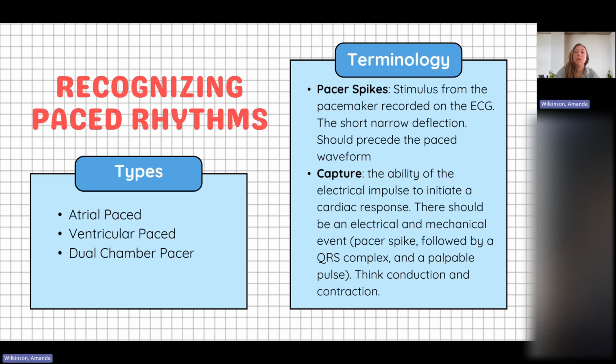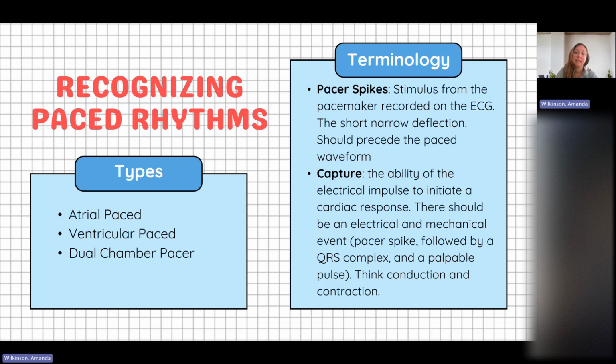So the first thing you'll see on the ECG is a pacer spike, a short, narrow vertical line that represents the electrical stimulus from the pacemaker. It should appear right before the waveform it's meant to control. So that's either a P wave for atrial pacing or QRS for ventricular pacing. Then we assess for capture, which means the electrical impulse is actually causing the heart to respond. You should see a pacer spike followed by the expected QRS complex and most importantly, a palpable pulse.